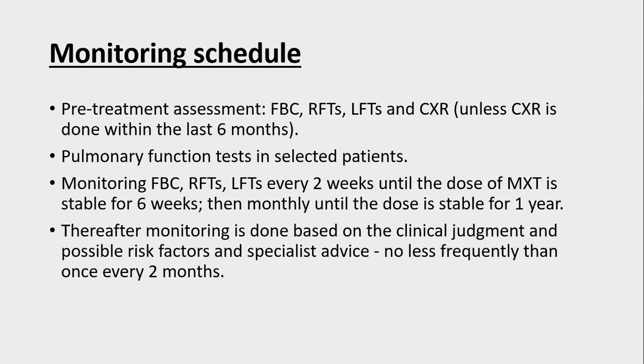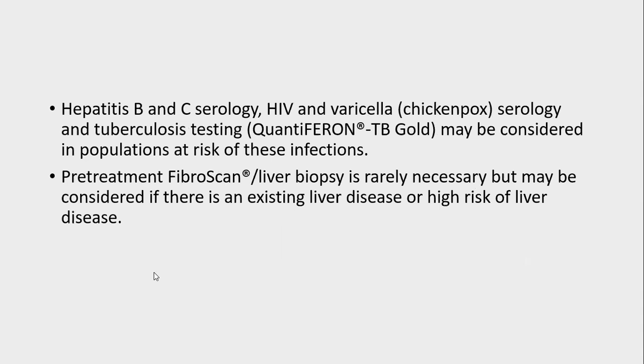Monitoring schedule. The pre-treatment assessment includes complete blood count, renal function test, liver function test, chest x-ray, unless the chest x-ray is done in the previous 6 months. Pulmonary function test may be advised in selected patients. Then monitoring of blood count, liver and renal function is done 2 weekly until the dose of methotrexate is stabilized for 6 weeks, and then monthly until the dose is stable for 1 year. Thereafter, the monitoring is done based on the clinical judgment and possibly the risk factor, and no less frequently than 2 to 3 months.